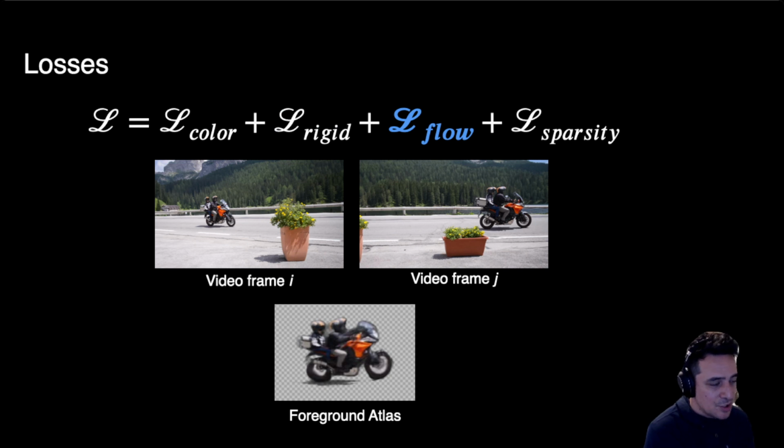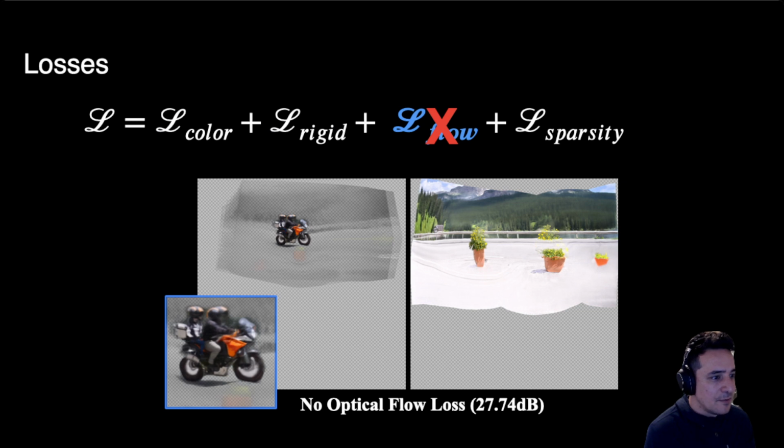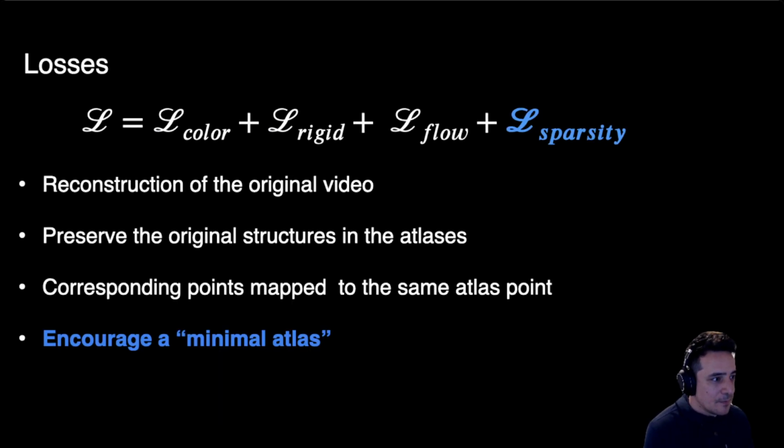We also want to constrain that two points that are connected by optical flow should map to the same location in the atlas. And we can see that without this, interestingly enough, it does still work. The network is able to find some correspondences, but it occasionally misses things. You end up getting, for example, duplication on the motorcycle here, and just a slightly worse reconstruction in general. And then the last loss is that we want to encourage a minimal atlas.